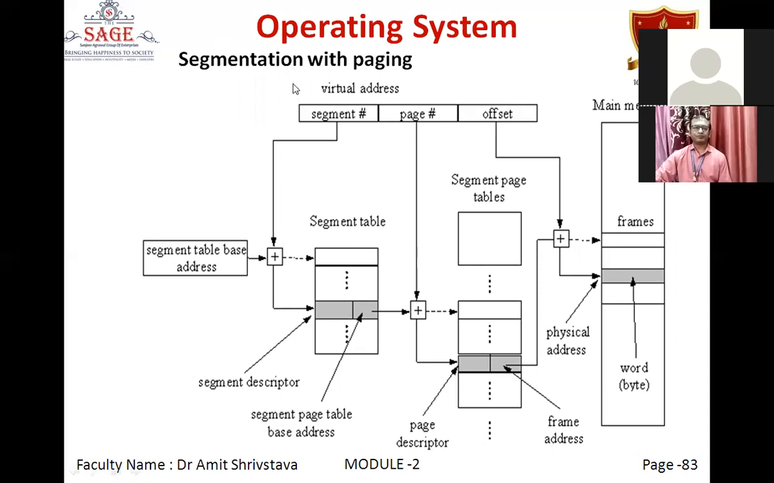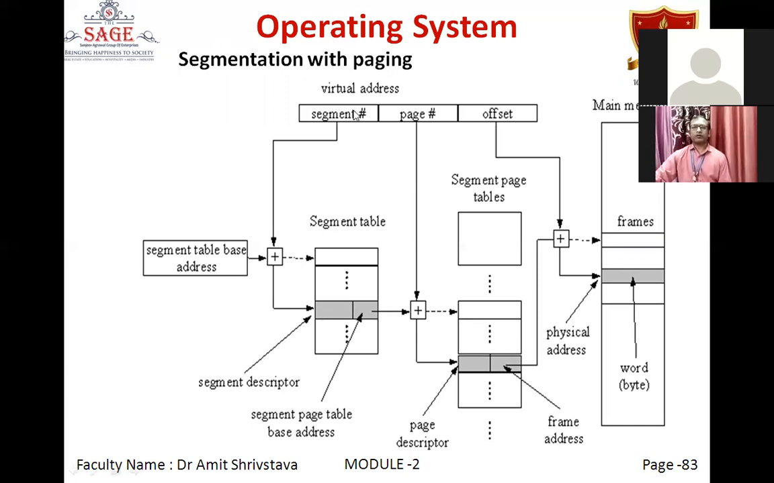So what we do, we first of all create different segments, then these segments are further subdivided into pages which are fixed size pages, and whatever is the size of the page in the logical address, then the same fixed size blocks are maintained in the main memory also, which we are calling frames, as we already know.